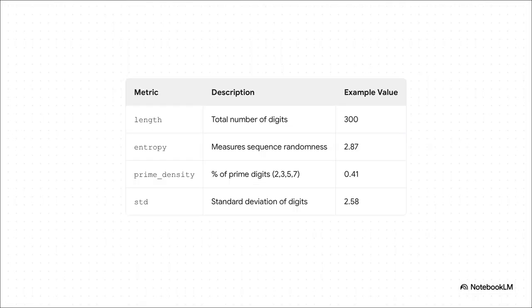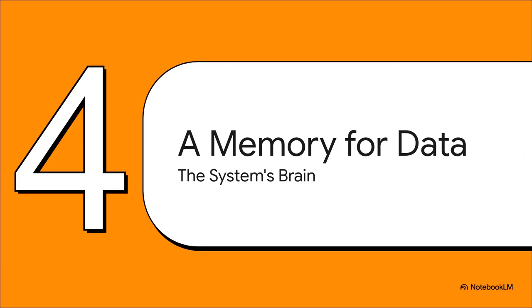And after it's done all that number crunching, the toolkit gives you this neat little summary with some pretty fascinating metrics. I mean, it goes way beyond the basics. It's measuring the randomness of a sequence with something called entropy, and even its prime_density. This tells us it's not just looking for any old patterns, it's looking for very specific, maybe even unusual, mathematical properties.